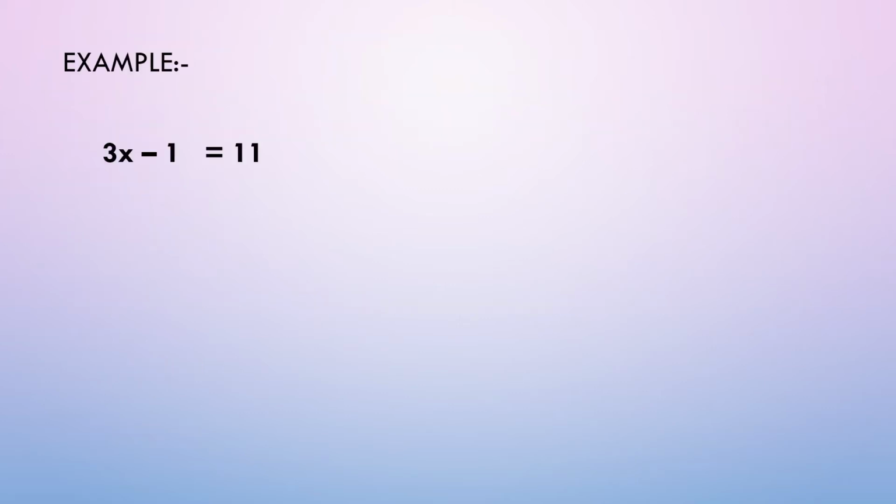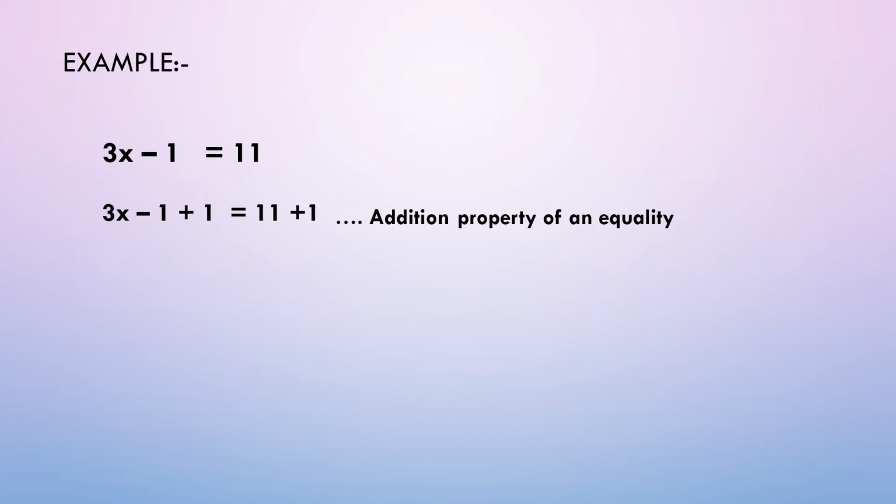Now let us solve the second example. 3x minus 1 is equal to 11. Here you have to find the value of x, and you have to remove this minus 1. To remove this minus 1, what you have to do? You have to add 1 on both the sides. Which property will we use here? Addition property of equality. So 3x minus 1 plus 1 is equal to 11 plus 1.